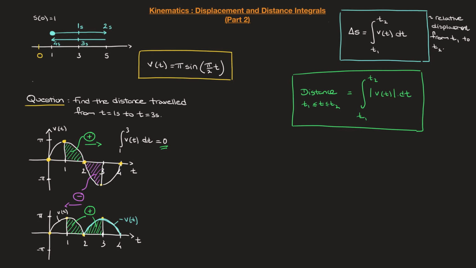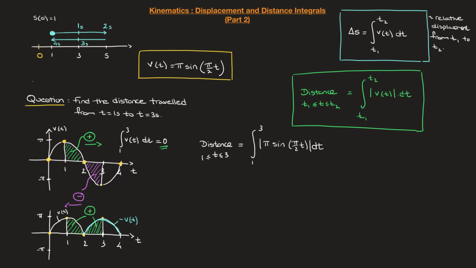And so let's see that done with the integral. So I'll just go ahead and say distance, and I'll write distance right here. There we go. For t between 3 and 1. All right. Well, according to the formula that we have boxed in green here, that's going to equal the definite integral from 1 to 3 of the absolute value of our velocity function. So that's the absolute value of pi times sine of pi over 2 times t.